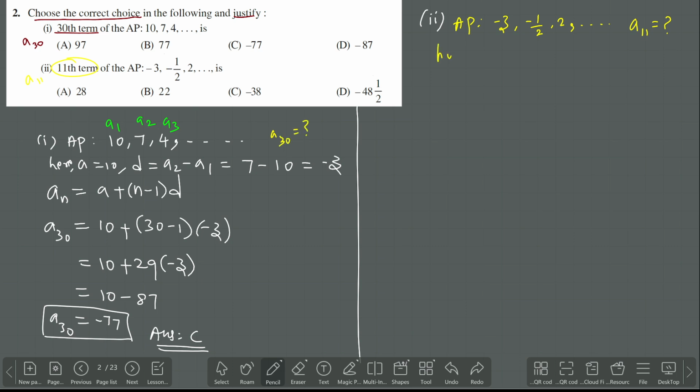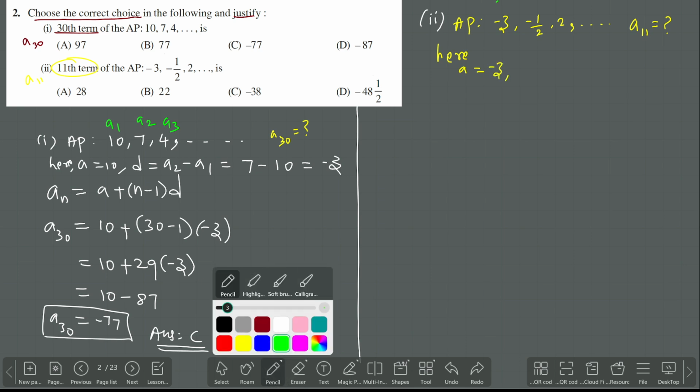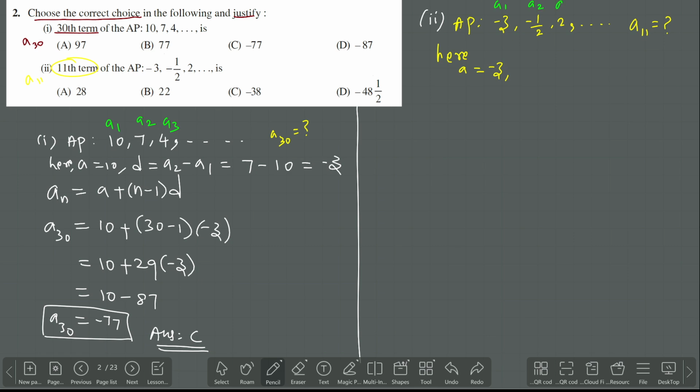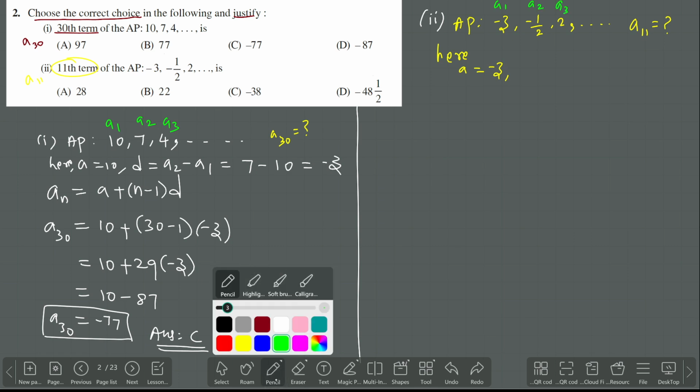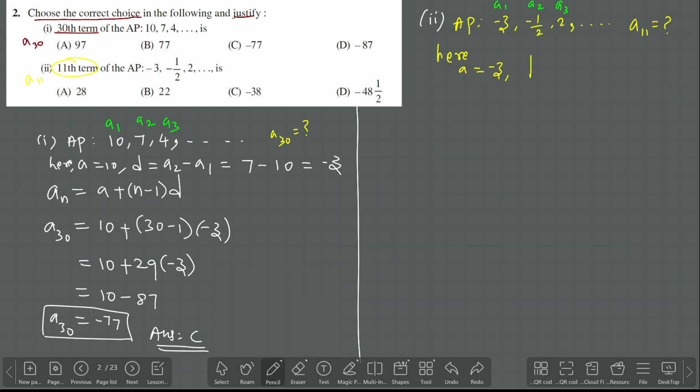Right. Here what is the A value, children? Minus 3, because that is my A1. A1 only we have to say always the first term. Right. D equal to what is the formula? A2 minus A1. A2 value is minus 1 by 2, minus A1 value, minus into minus plus 3. When you remove the half, 2 and half. 2 and half we can write as 5 by 2, or else take cross multiply. What I am getting? Minus 1, 3 2s are 6 divided by 2, which is equal to plus 5 by 2. That is the D value.